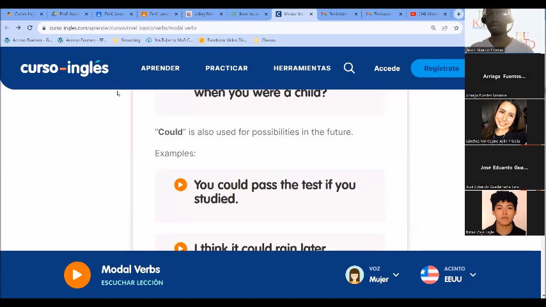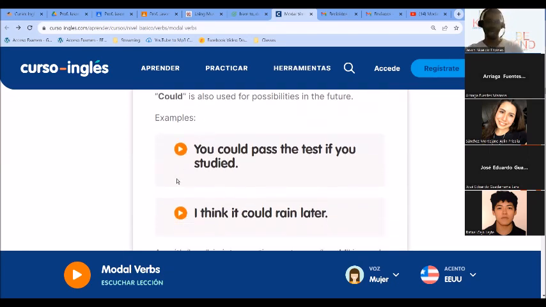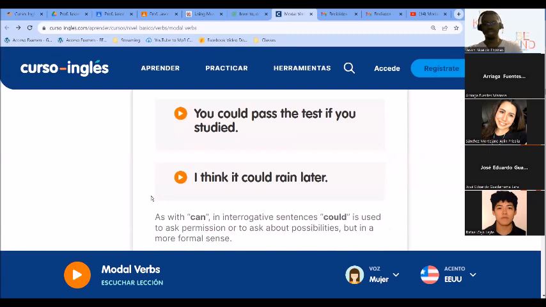Okay, good. And yes, we have examples like you could pass a test if you studied. We'll see this again when we do conditional forms. I think it could rain later, like we saw when we were talking previously with the other structures.